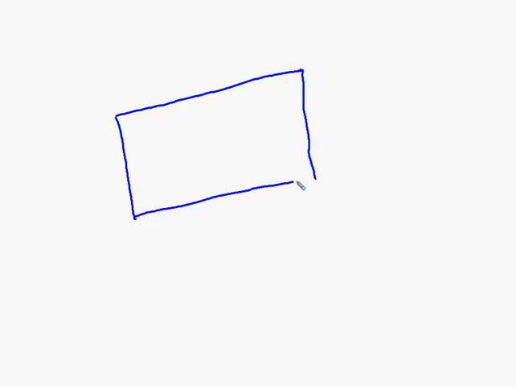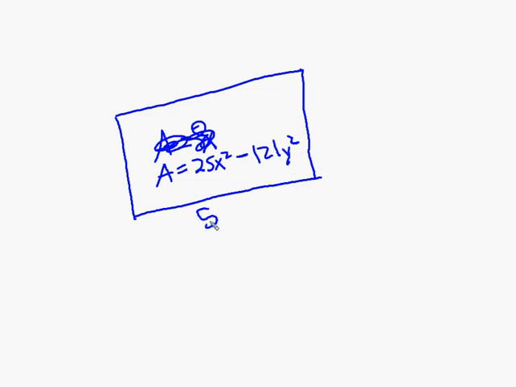And here we go. Just so that we can say we're done. Now this is not a square. It's a rectangle. And I'm going to give you the area of this rectangle is 25x squared minus 121y squared. And I'll say this side right here is 5x minus 11y. And I'll ask, well, what's the other side?